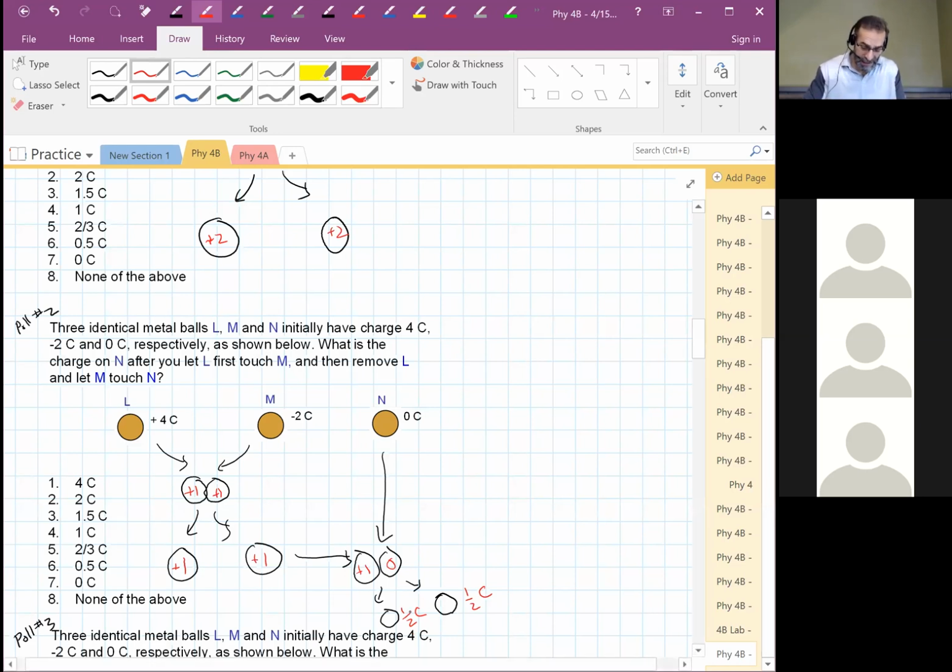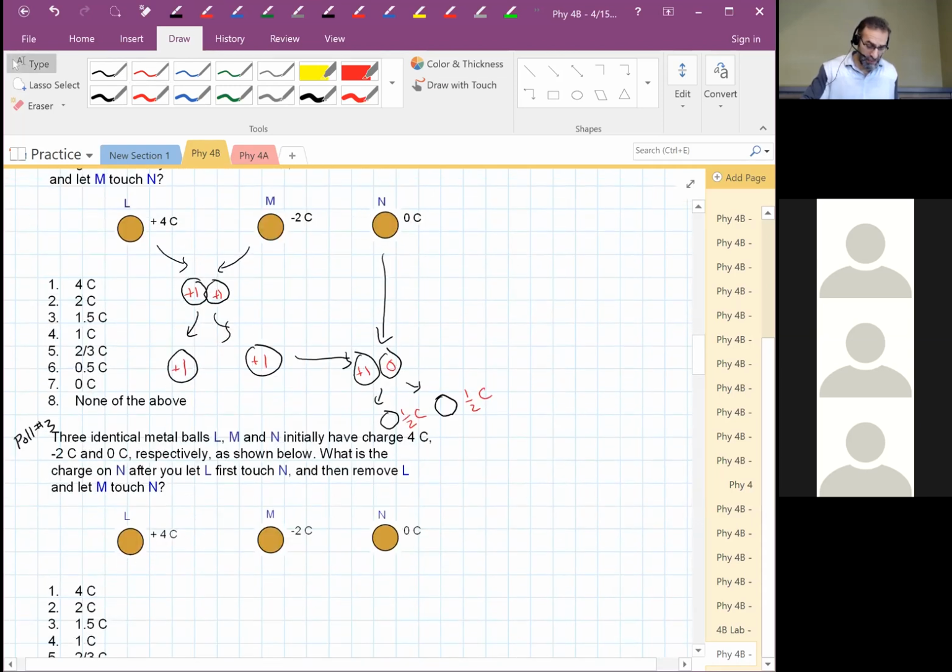But this is a coulomb. This is not 4 electrons on L. It's 4 coulombs of charge. A coulomb is a huge amount of charge, lots and lots and lots of electrons. So we can have half of a coulomb or much smaller divisions of a coulomb. Okay, let's do the next one.